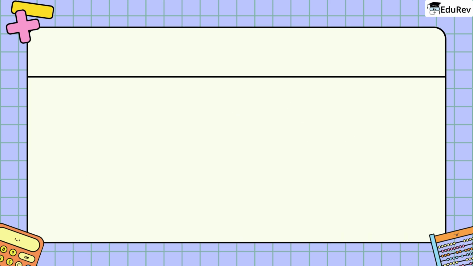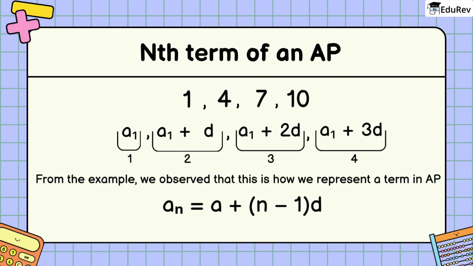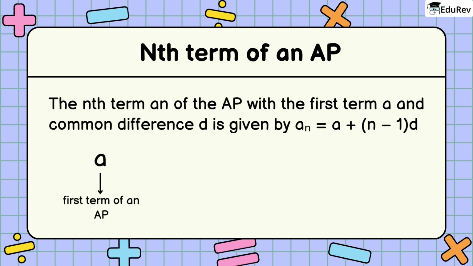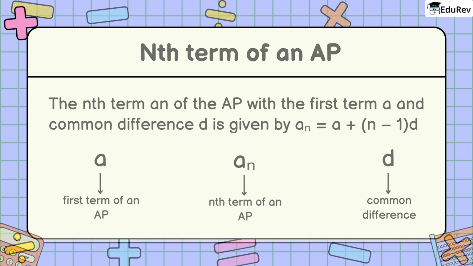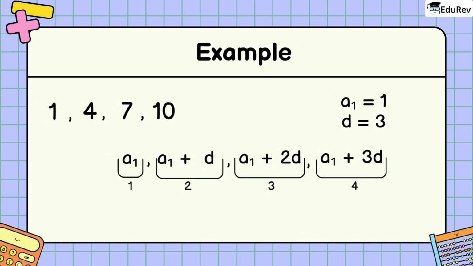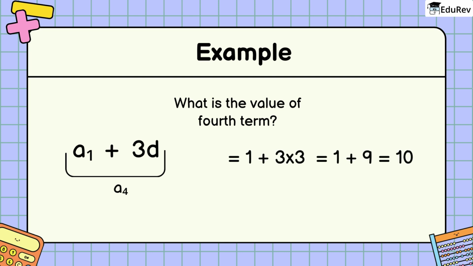Next, let's determine the nth term of an AP. Observing the pattern from the above terms, we could say that the nth term an of an AP with the first term a and common difference d is given by an is equal to a plus n minus 1 multiplied by d. Here, a is the first term, an is the nth term, and d is the common difference of the AP. For our example of 1, 4, 7, 10, we can find the fourth term, which will be a1 plus 3d is equal to a4, which means 1 plus 3 times 3, which is equal to 10.